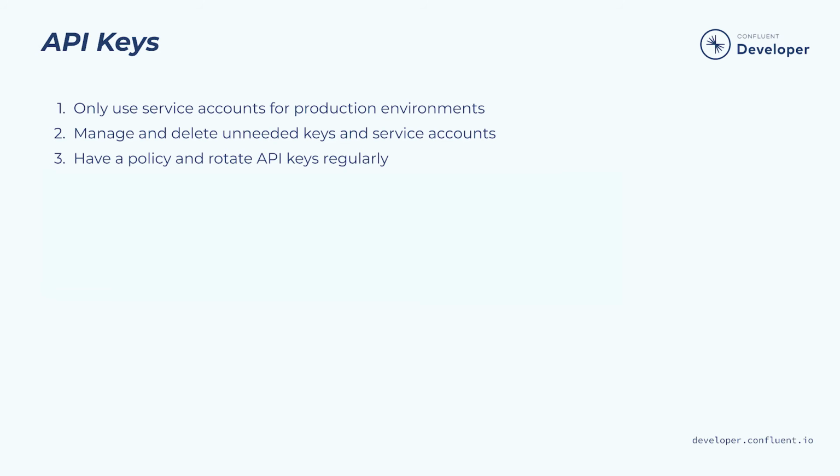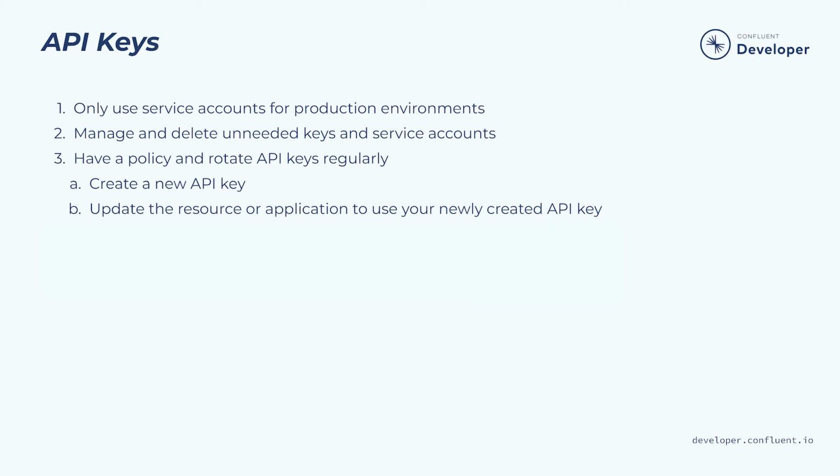Rotating API keys is a good security practice that limits the potential impact of an API key that is leaked. When you rotate API keys, it is recommended you perform the steps in the following order. First, create a new API key. Then, update the resource or application to use your newly created API key. Verify the connection via your audit logs. Last, delete the old API key.